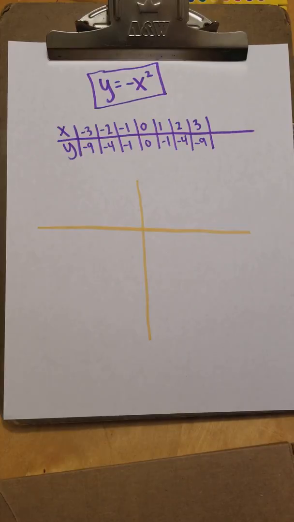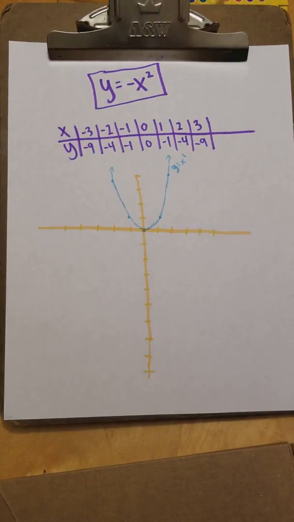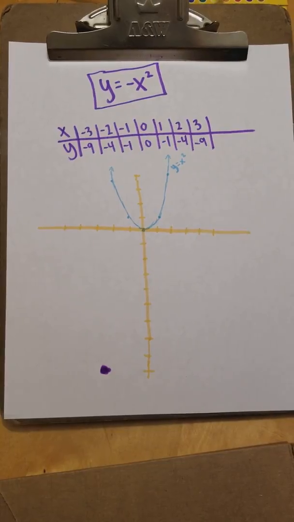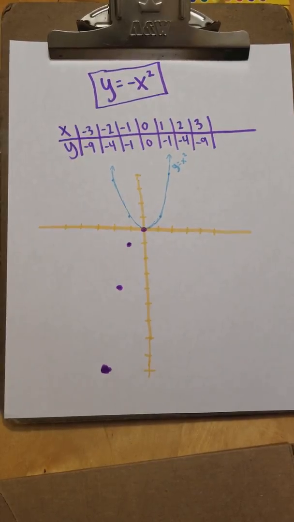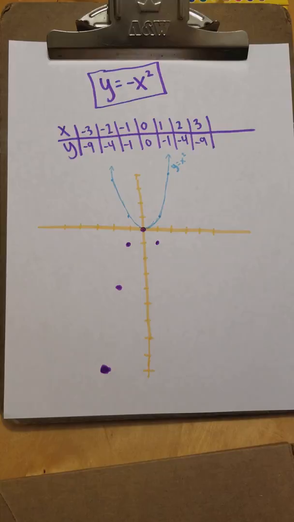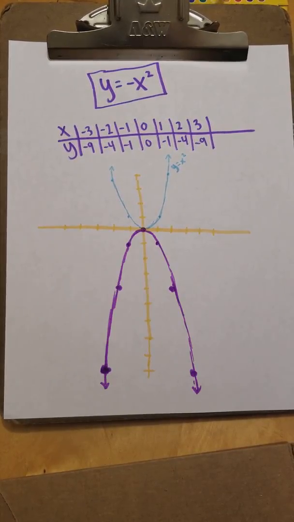First, I'm going to graph y equals x squared on top. So here we have y equals x squared, our regular happy little parabola. Now, let's graph our points. -3, -9, -2, -4, -1, -1, 0, 0, 1, -1, 2, -4, and 3, -9. And there it is, Mr. Frowny Parabola.